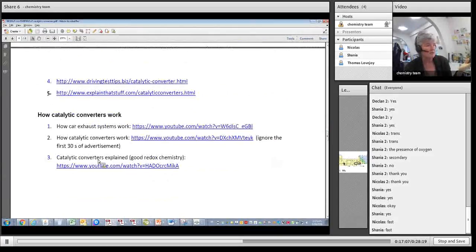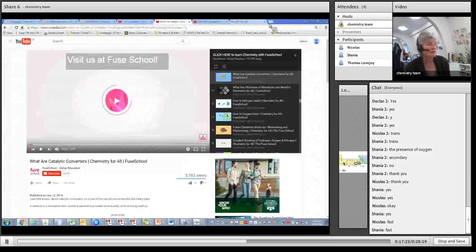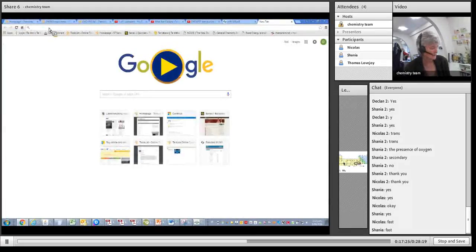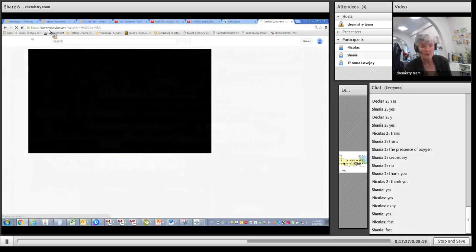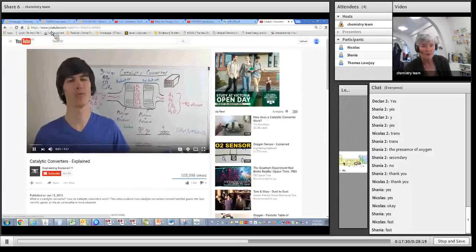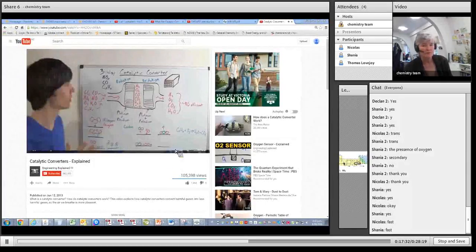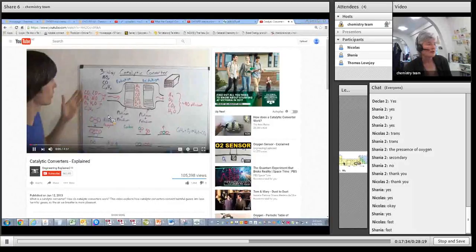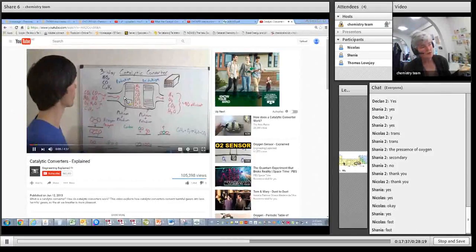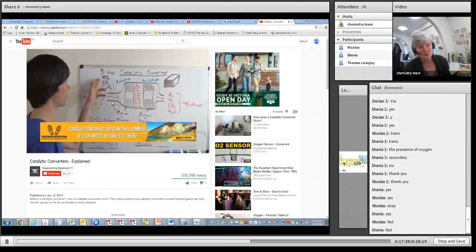So here, for instance, I've got good redox chemistry. If we just look at this one, it's going to go first to... so you can't read that. I mean, you can't hear that.